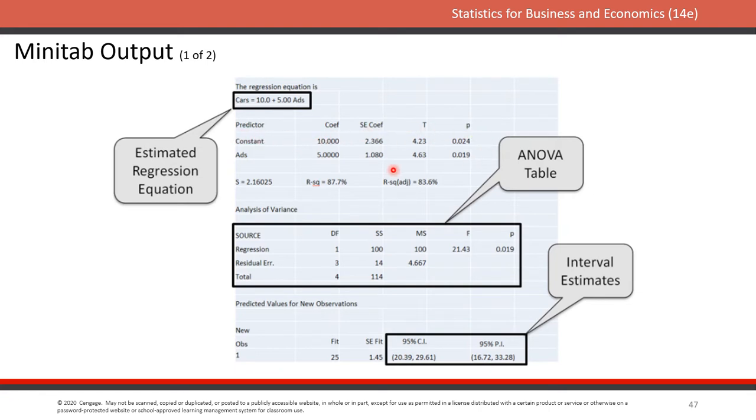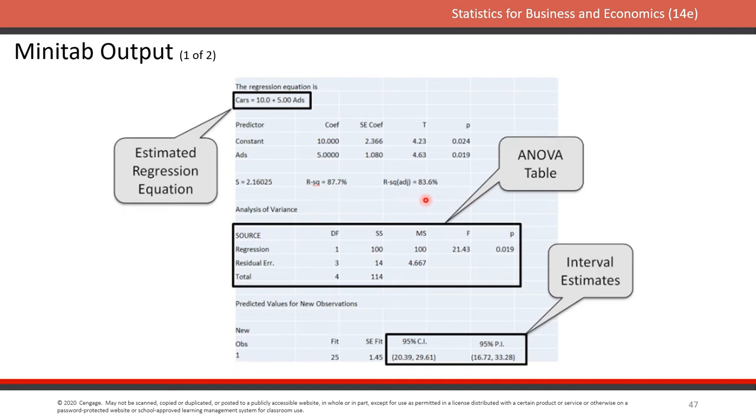It's just there. What we do like to look at is this adds line, and we can see the p-value 0.019 indicates a statistically significant linear relationship between the number of adds we take out and the number of cars we sold. You can see I have r squared here. I've got an adjusted r squared that we'll talk about in the multiple regression section.